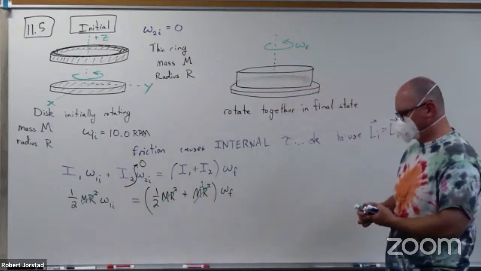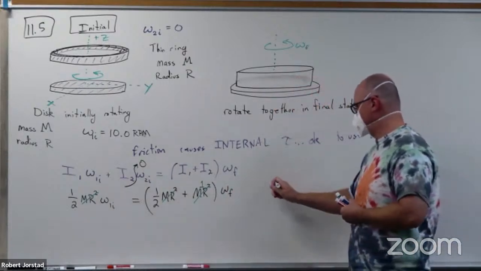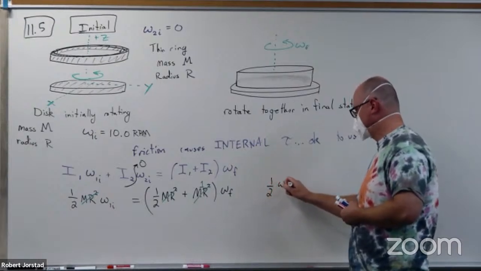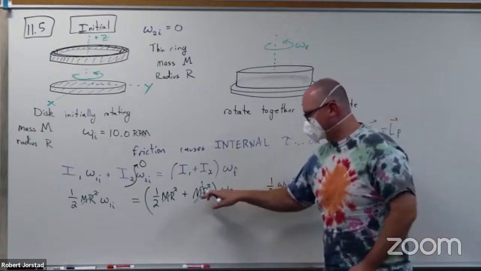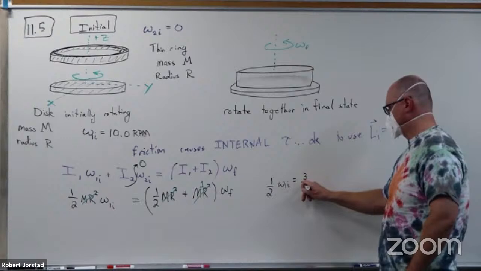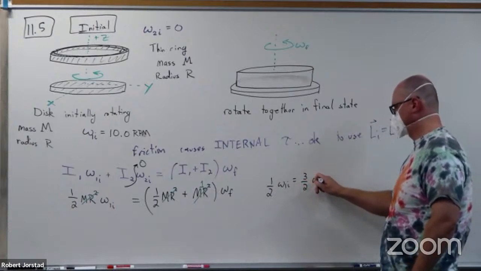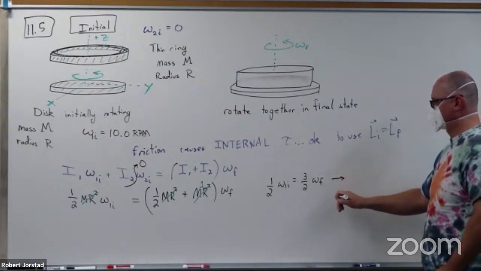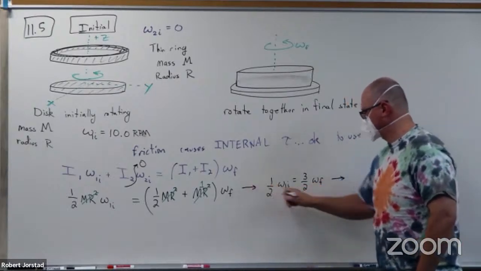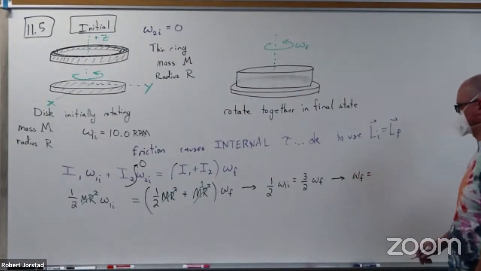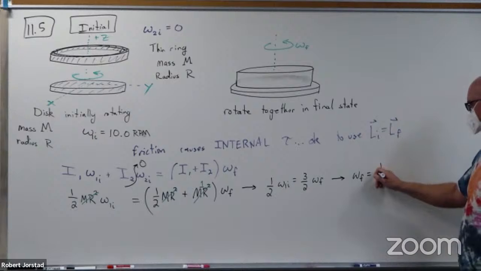So now, rewriting this, we get this is going to be 1 plus 1/2, that's 3/2. Notice, what is omega final in terms of omega 1 initial? 1/3.